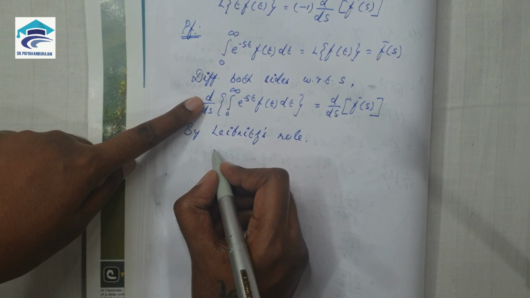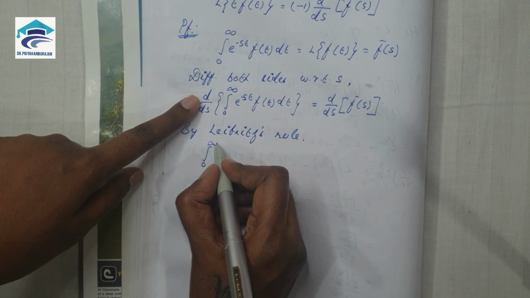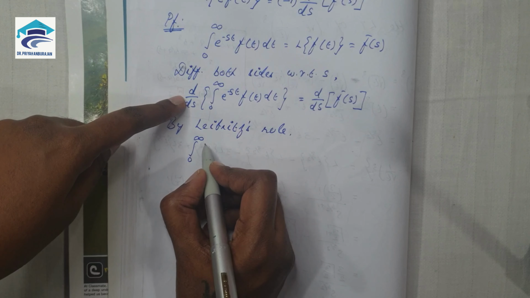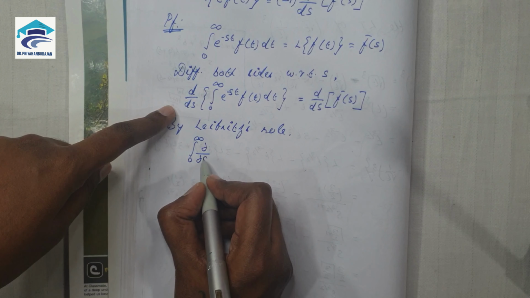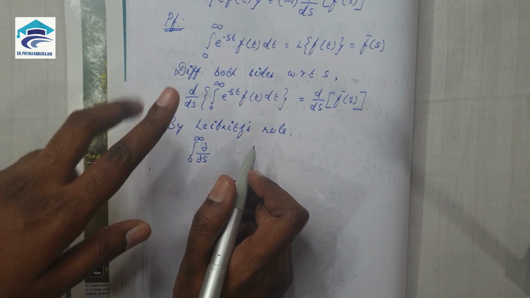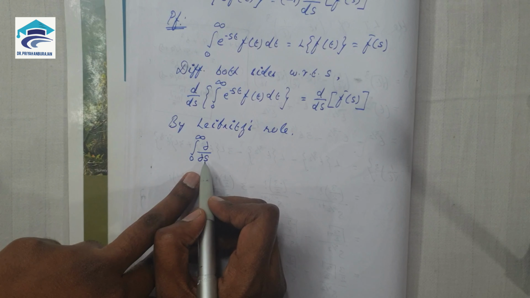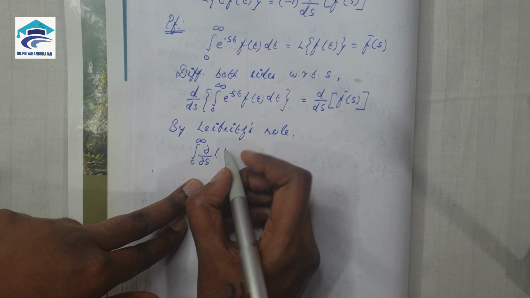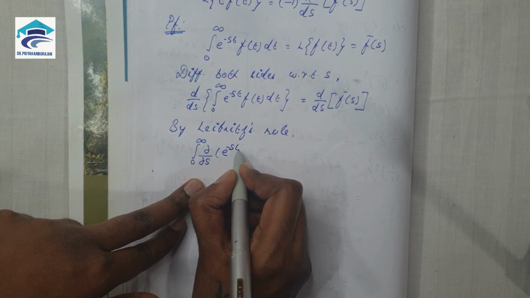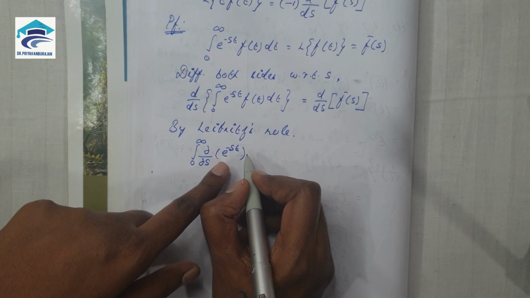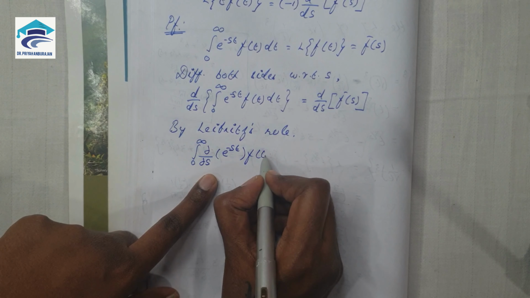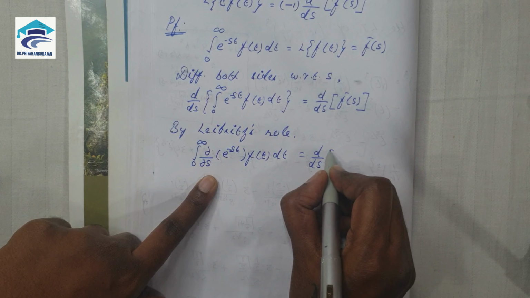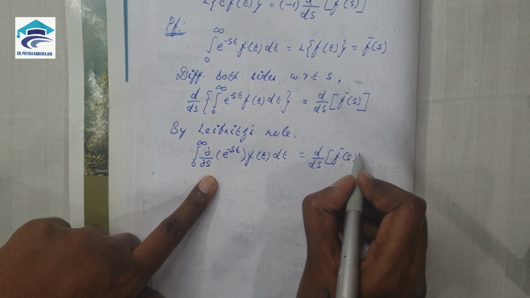This can be written as integral 0 to infinity, and this differentiation is now going to become partial differentiation. Since s and t are two different variables and we are going to differentiate only s, let me consider this as a partial differentiation with respect to s. e power minus st f of t dt, and this side it is the same, d by ds of f bar of s.